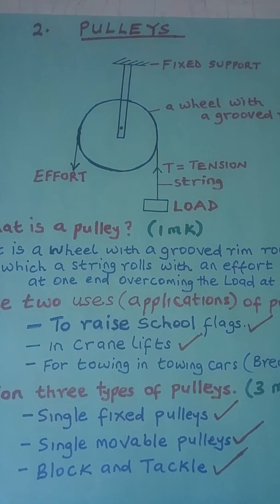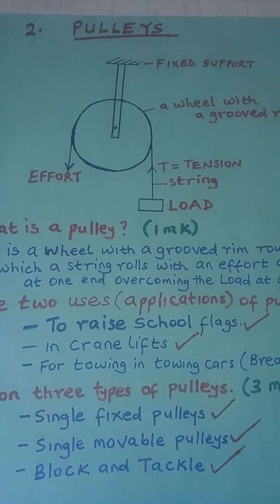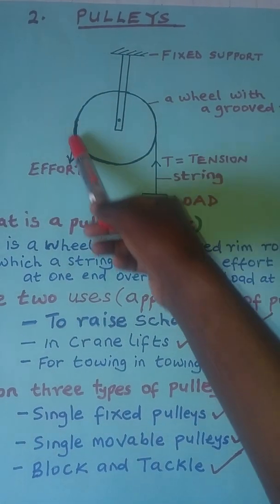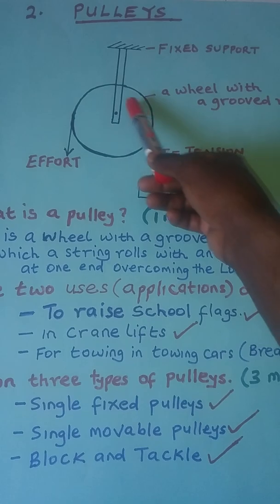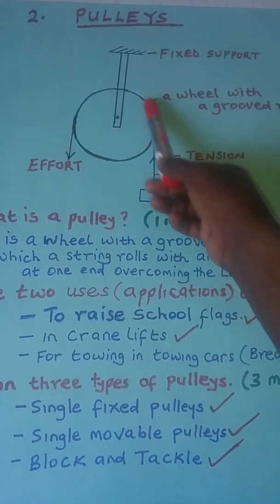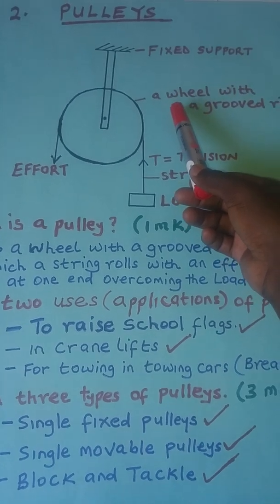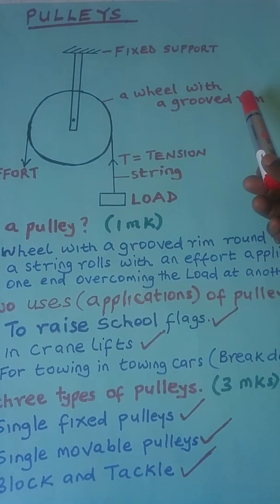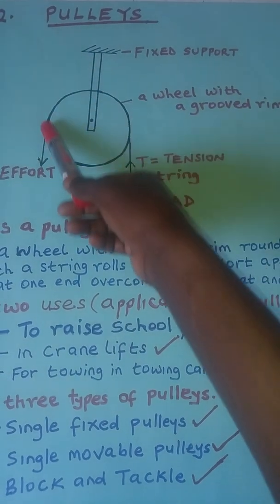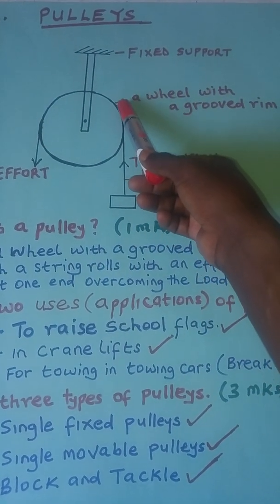If you have ever seen a tailor busy, you might have seen something which is as round as this. So a pulley also looks like this. Now, this round thing, we call it a wheel. And this wheel has a grooved rim. So there is a hole here where a rope passes.